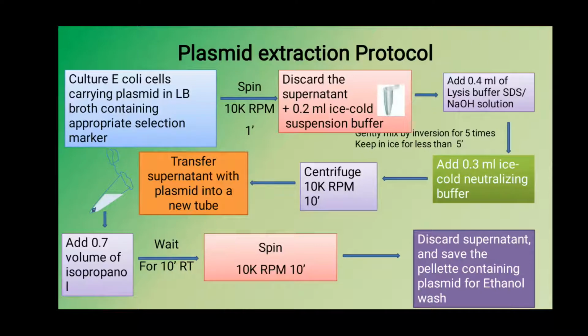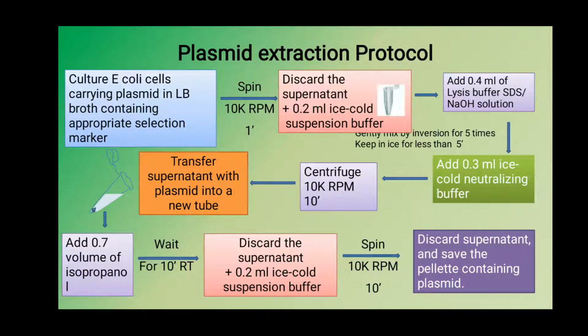At this time, gently mix by inverting 4 or 5 times, and keep this mixture on ice for 5 minutes. We should not keep it for a long time, since only minute holes are formed over the plasma membrane. After 5 minutes, we add the neutralizing buffer with acidic pH, up to 300 microliters. Once the neutralizing buffer is added, thoroughly mix 5 to 10 times by inversion, and centrifuge the mix at 10,000 rpm for 10 minutes.